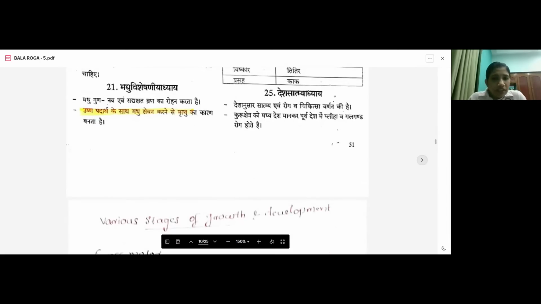The next chapter is Madhu Visheshana Adhyayam. Here, the Madhu Guna, and Nava evam Sadyakshada Vrana Ropana karta hai. Madhu consumed with hot substances becomes the cause of death. So he mentioned that when honey is mixed with hot things, that is hot water or anything, it will cause death, mrityu.